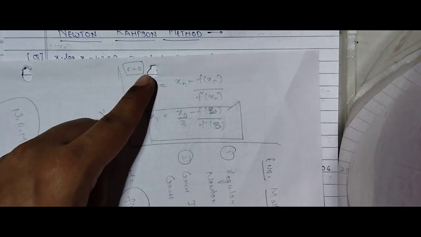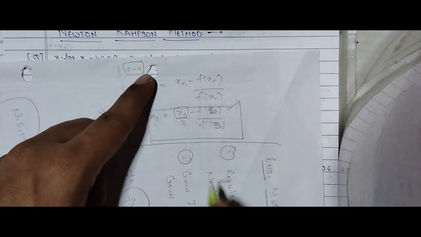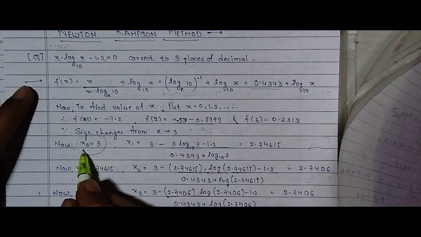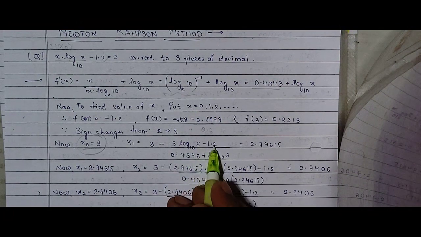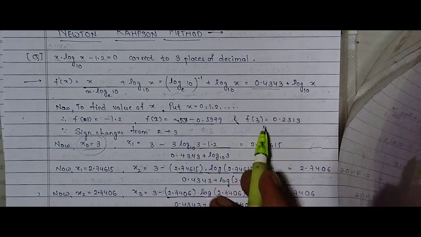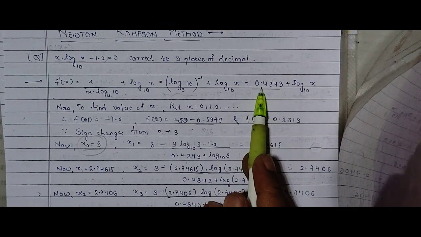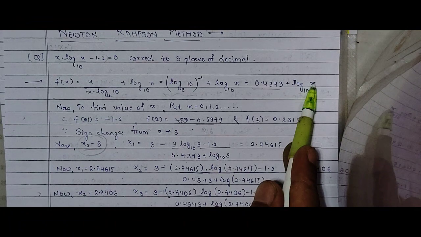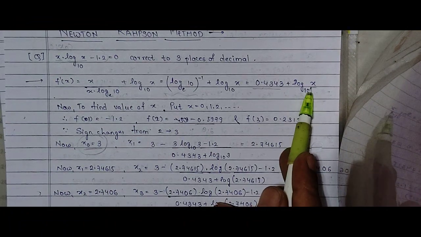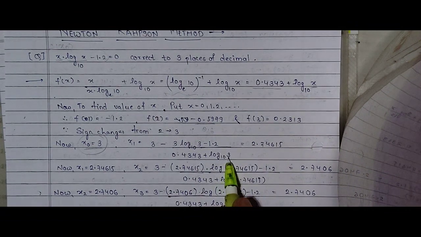I am not doing anything extraordinary. I am just substituting the x naught value that I have considered here as 3. So 3 minus (3 log 10 3 minus 1.2) upon, you can see here f dash of x I have calculated as 0.4343 plus log base 10 x. So here also I will substitute 3. So I have substituted 3 there.